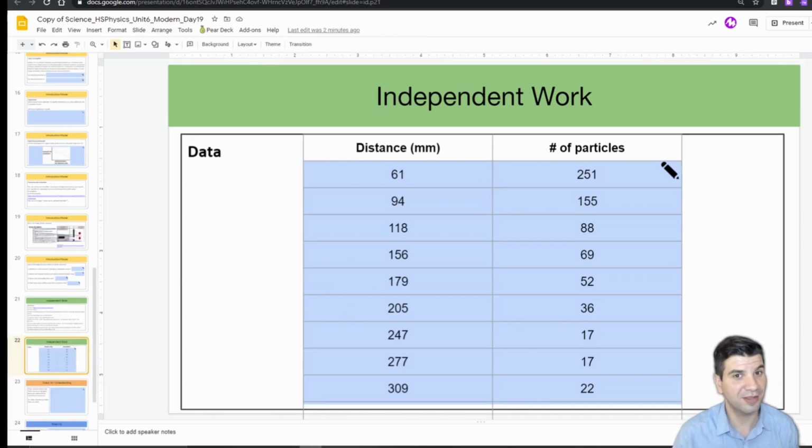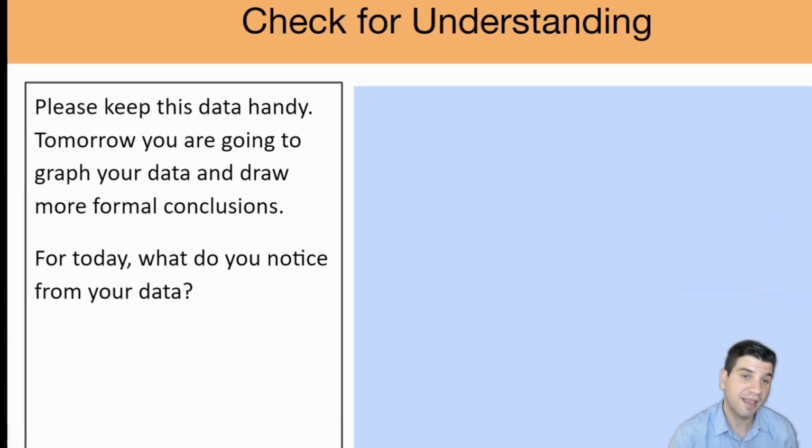So let me be clear. This table will look different than the one that you will collect. I was collecting them over 20-second time periods. You need to collect them over 10-second time periods. Also, your distances will be different because the simulation does assign different distances each time you load it up. So you're going to need to keep this data handy. Tomorrow, you are going to graph your data and draw more formal conclusions.